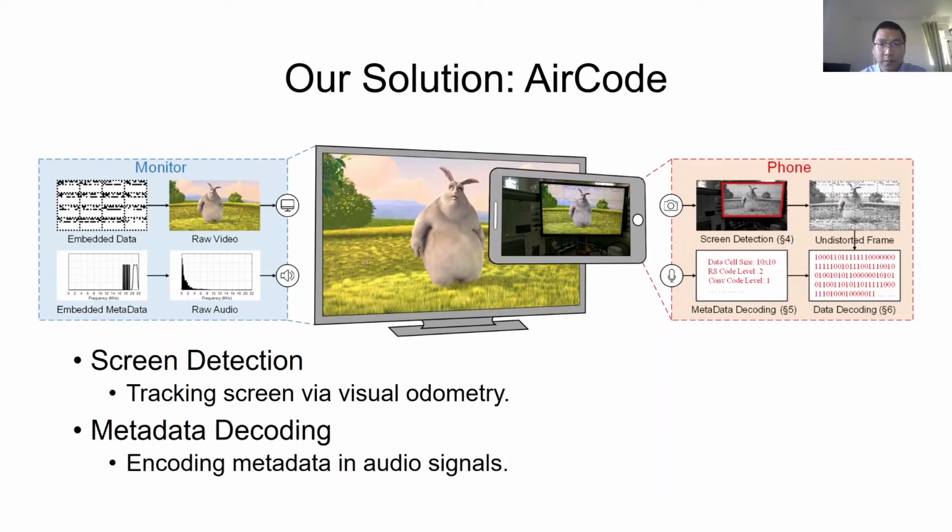To overcome these problems, we propose AIRCODE. On one hand, to achieve accurate screen detection, we explore visual odometry to track the screen. On the other hand, to achieve high reliability, we split data and metadata and embed metadata in more robust audio signals.